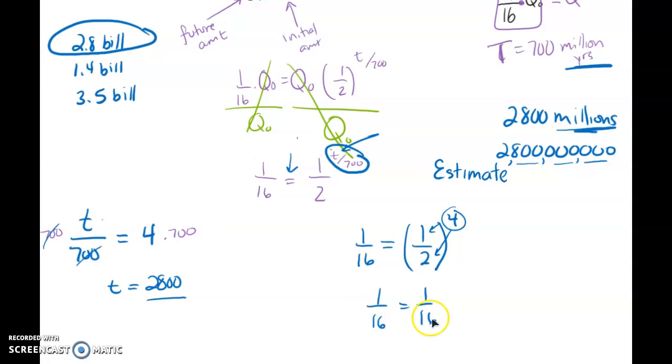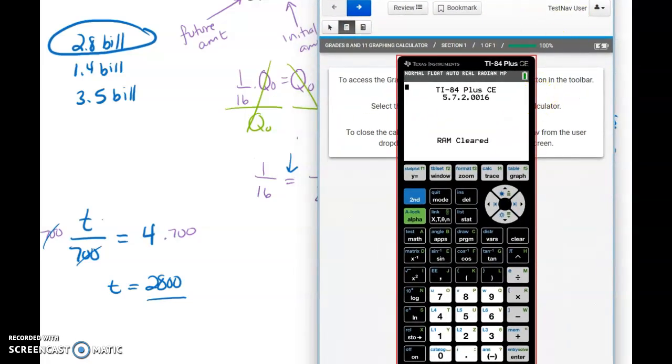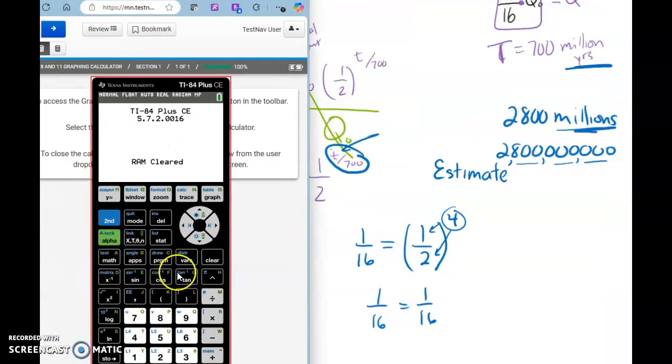Now, how could I look at this with the calculator? To look at this with the calculator, what you could do is put in some numbers and do a guess and check method. Because like I said, we're not going to use the logarithms to solve this. So let's grab the calculator. So I have it here. And let me show you what I'm putting in. I'm going to put in 1/2 and then the caret symbol. And then I'll put a value in for t.